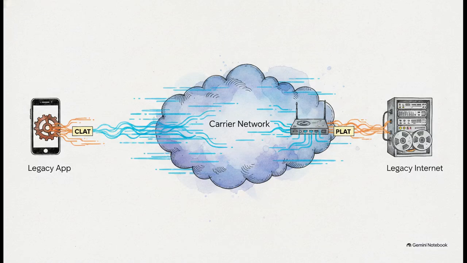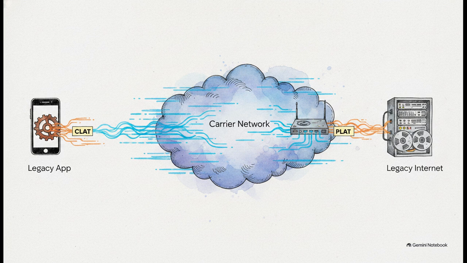And this brilliantly illustrates 464XLAT, which is just an elegant solution for legacy applications. Even on modern devices, thousands of legacy apps unfortunately still hard-code IPv4 addresses. 464XLAT solves this using two main components. The CLAT runs client-side right on the device, translating the app's hard-coded IPv4 traffic into IPv6 so it can seamlessly cross a pure IPv6 carrier network.